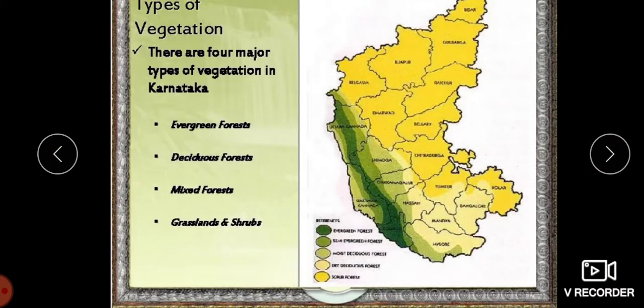This type of vegetation we can find in Bidar, Kalburgi, Bijapur, and also Yadgir, Raichur, Koppal, Vijapur, Chitradurga areas. We find this grassland and shrubs.